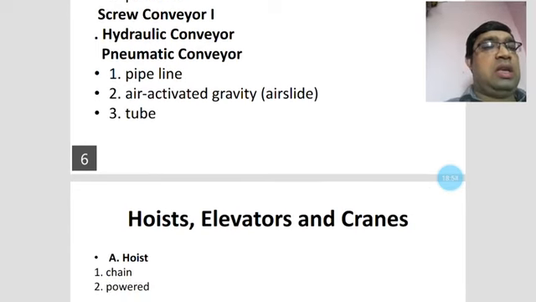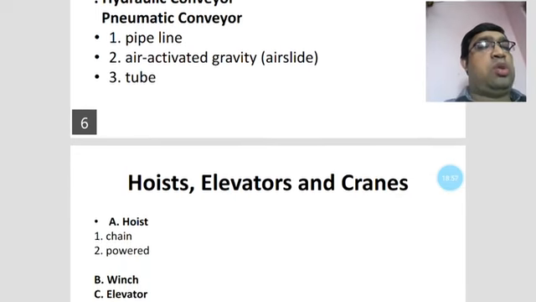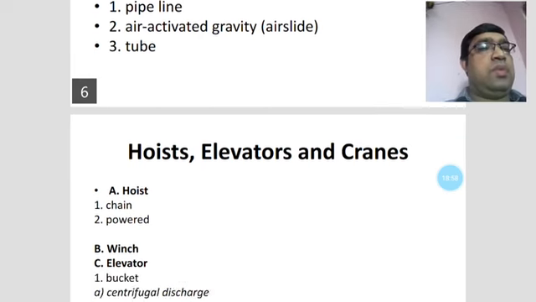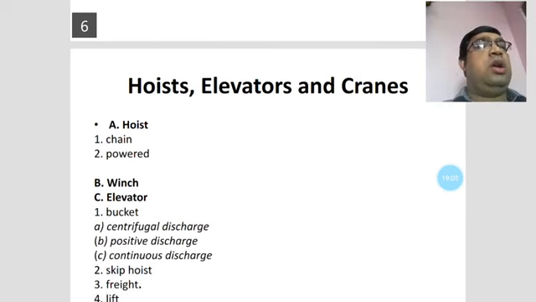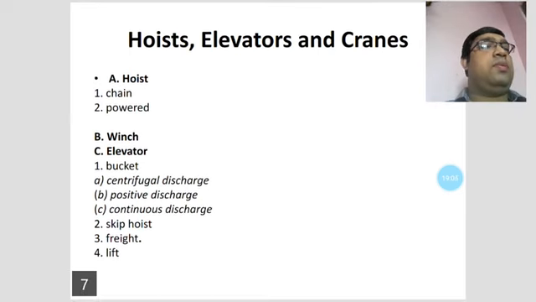Another thing to concentrate on is hoists, elevators and cranes. What is a hoist? A hoist is used when you have to hoist something, sometimes materials, and sometimes you use different types of cranes. The hoist is of two types: chain and powered. Sometimes you use the chain to hoist some materials, and in other places the power type of hoist is required.